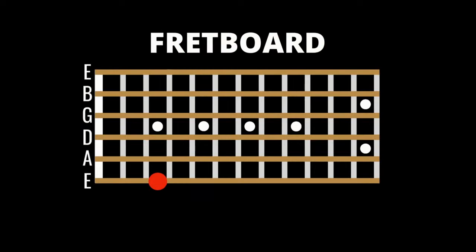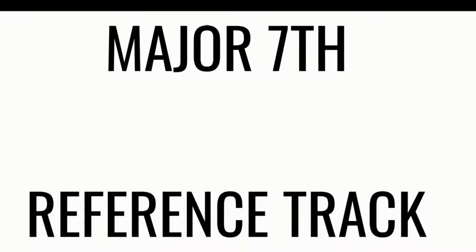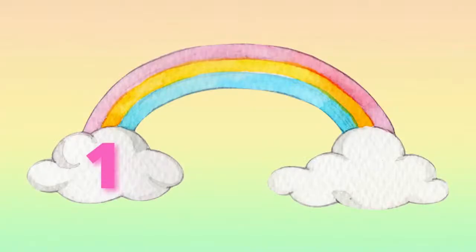A common way of playing a major 7th interval would be 2 strings across and 1 fret up from our starting note. A good reference track for this interval could be the first and third notes of Somewhere Over the Rainbow.